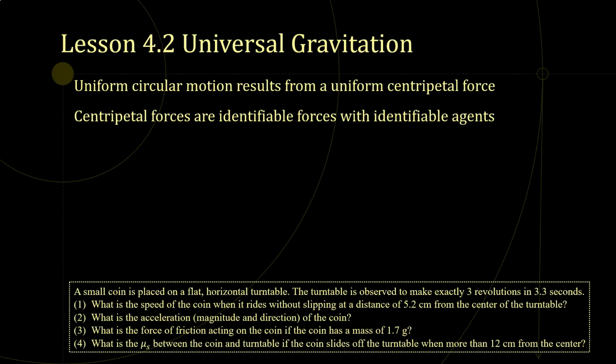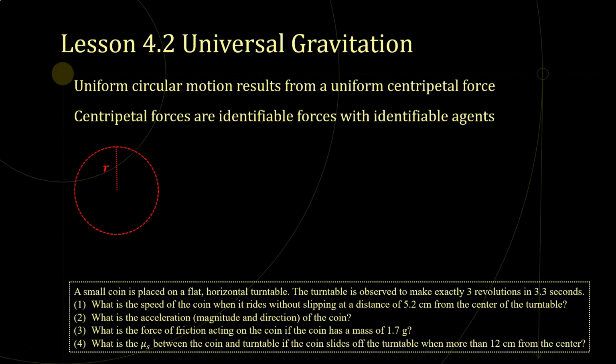What is the speed of the coin as it rides 5.2 centimeters from the center of the turntable? What is the acceleration at that distance? What is the force of friction acting on the coin if it has a mass of 1.7 grams at that distance? And then the last one, we're going to change the distance. What is the coefficient of static friction between the coin and the turntable if the coin slides off when more than 12 centimeters from the center of the turntable? All right, let's see how we would solve a problem like this.